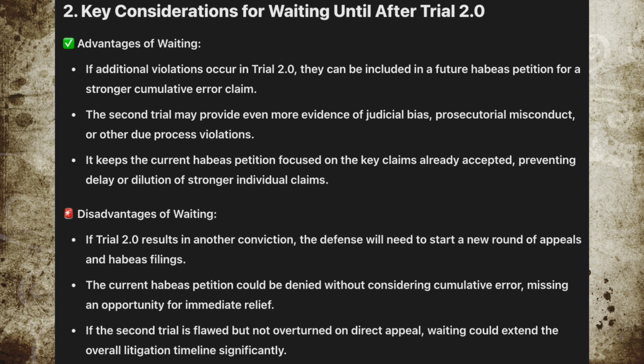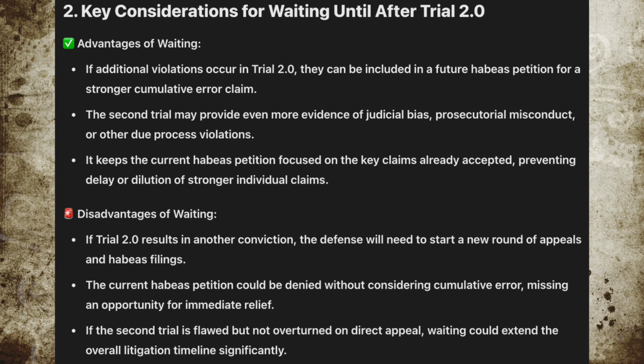The advantages of waiting would be, firstly, if additional violations occur in trial 2.0, they can be included in a future habeas petition for a stronger cumulative error claim. Secondly, the second trial may provide even more evidence of judicial bias, prosecutorial misconduct, or other due process violations. Given the last few days of rulings, that's looking very real. And thirdly, it keeps the current habeas petition focused on the key claims already accepted, preventing delay or dilution of stronger individual claims.